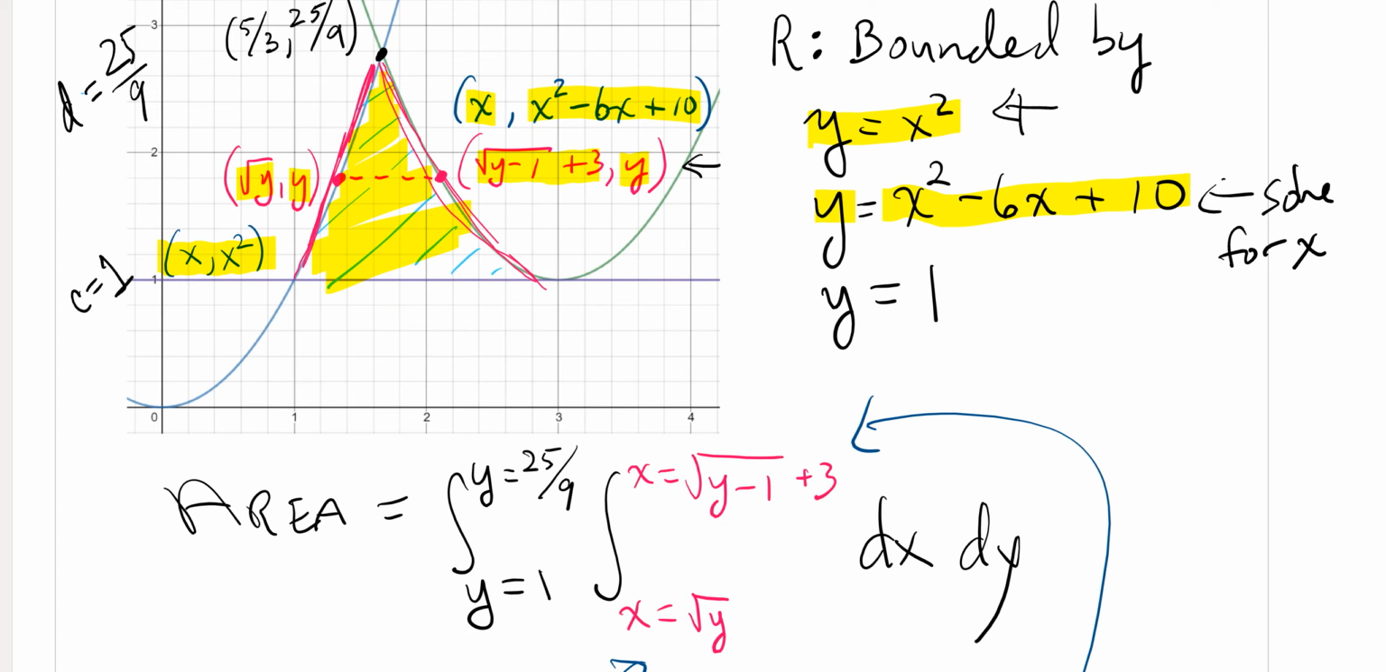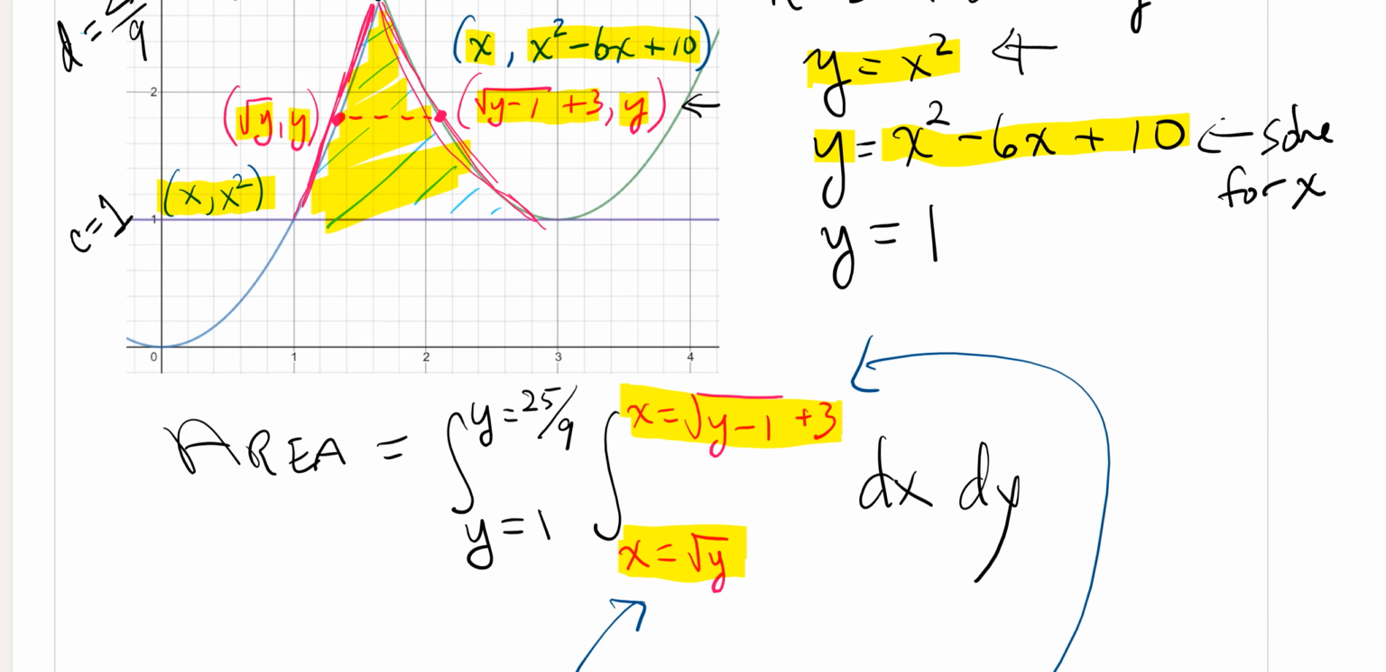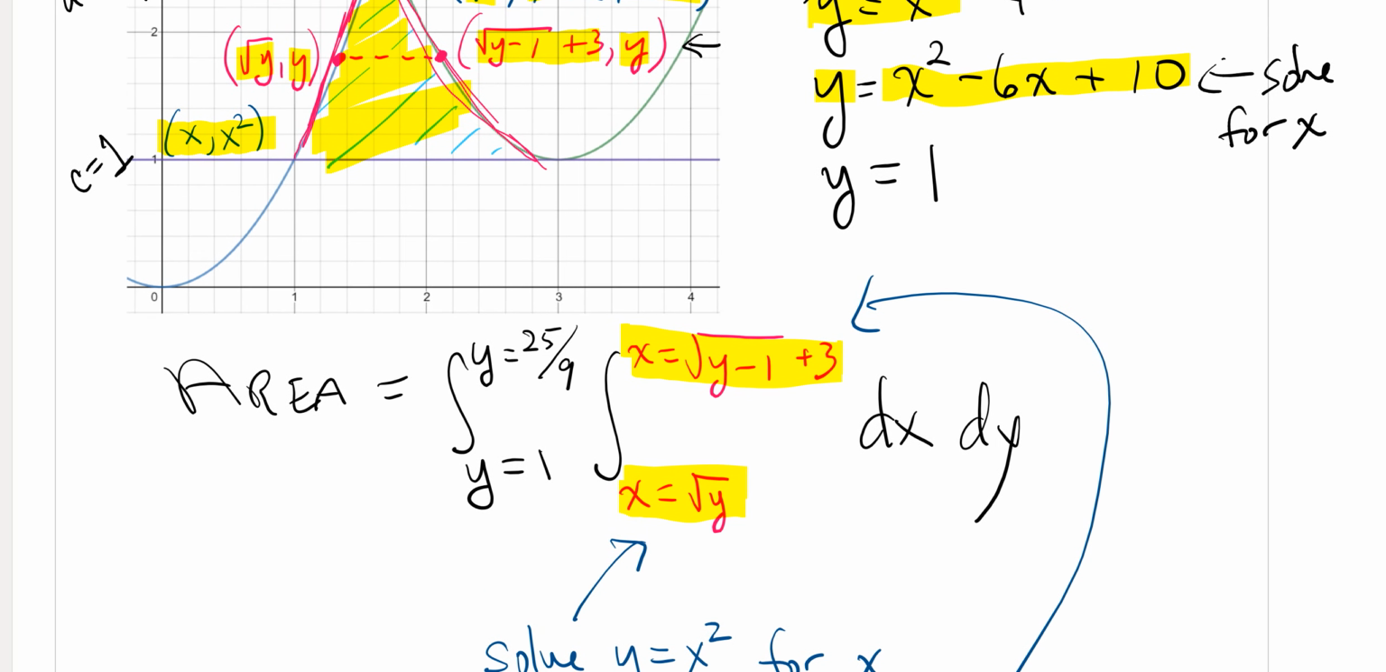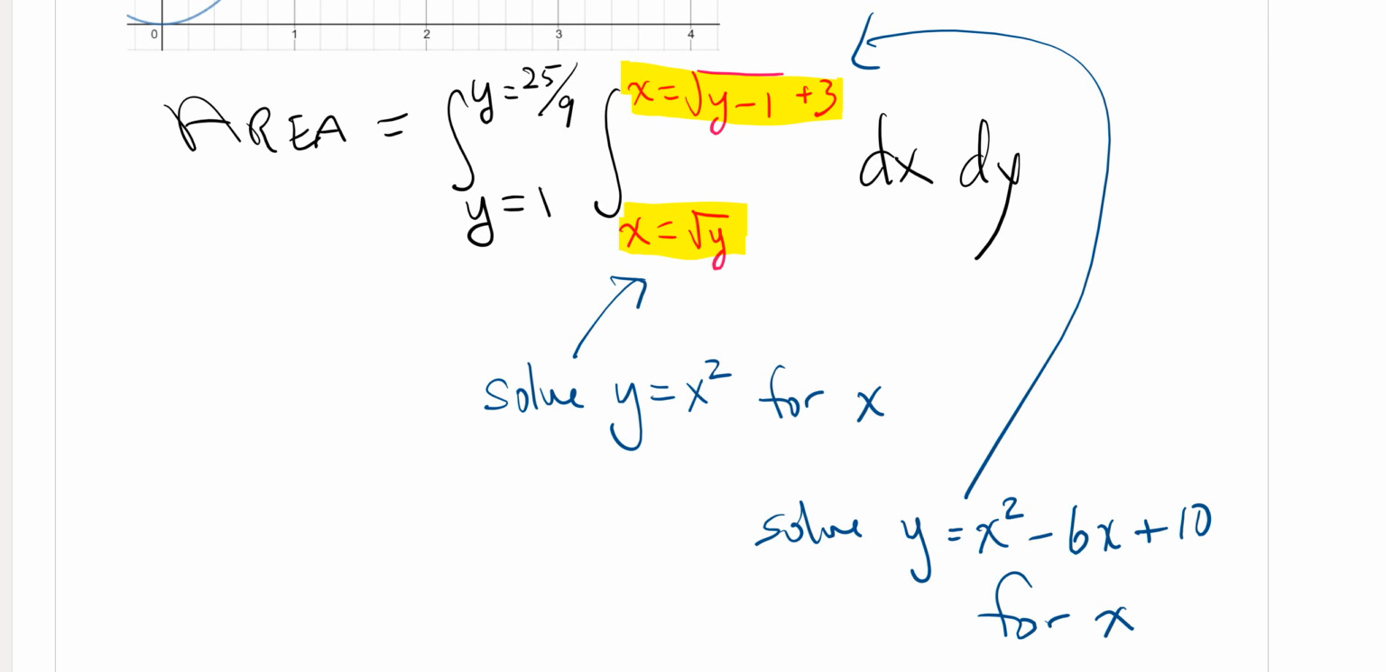And so those expressions for x in terms of y are the functions x equals h1 of y and x equals h2 of y, which are the left and the right-hand boundaries of the region. So this would be a way to set up an integral for the area of that particular region.